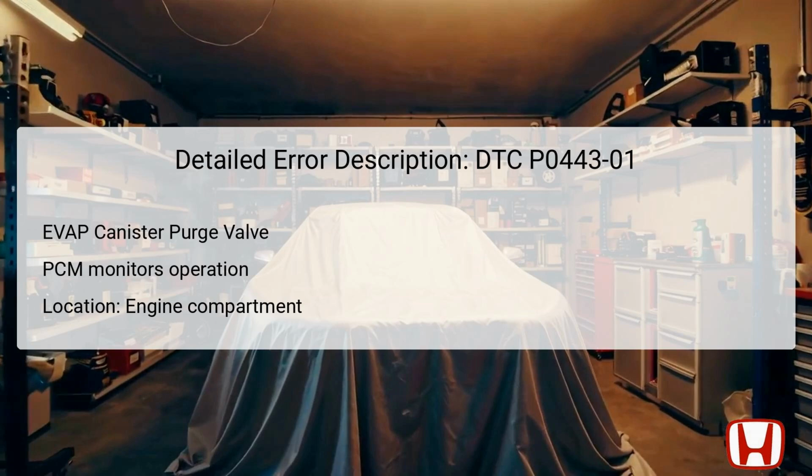Should there be a discrepancy between these signals, it leads the PCM to store the error code, indicating a malfunction in the circuit. The evap canister purge valve is commonly found in the engine compartment, connected to hoses that link it to the fuel tank and engine intake. Proper operation of this component is essential for maintaining not just vehicle performance, but also compliance with environmental regulations.